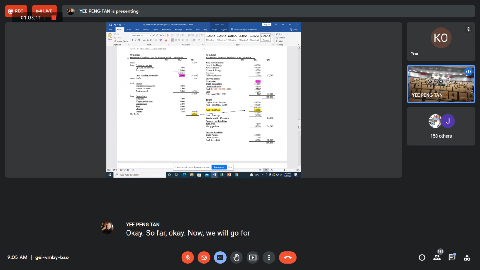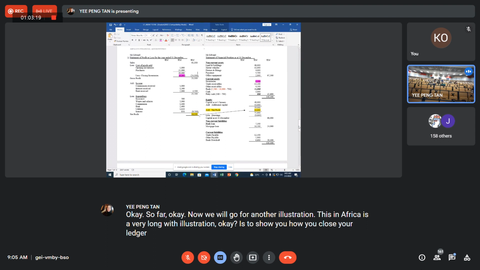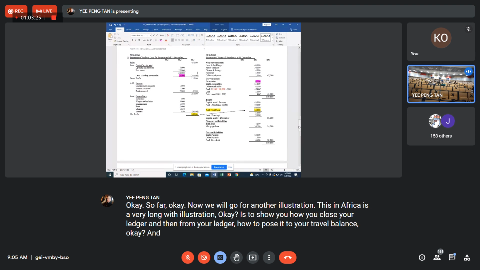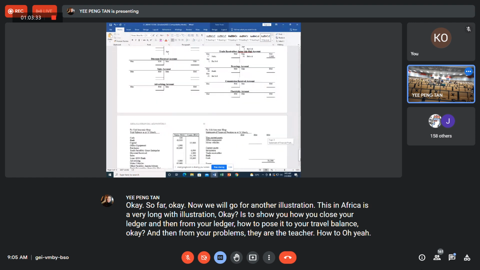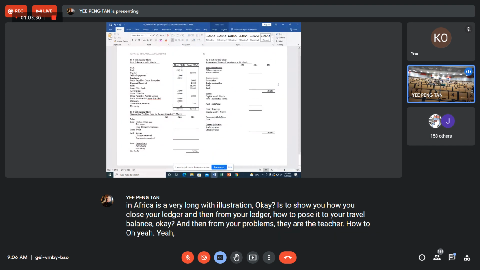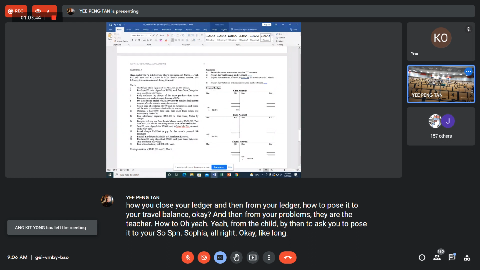Now we will go for another illustration. This illustration is a very long illustration, okay? It's to show you how you close your ledger, and then from your ledger, how to post it to your trial balance, okay? And then from your trial balance, they ask you to close it now. From the trial balance, then they'll ask you to post it to your SOFP and SOPR. All right. Okay, right? Oh, long. Okay, everyone ready?